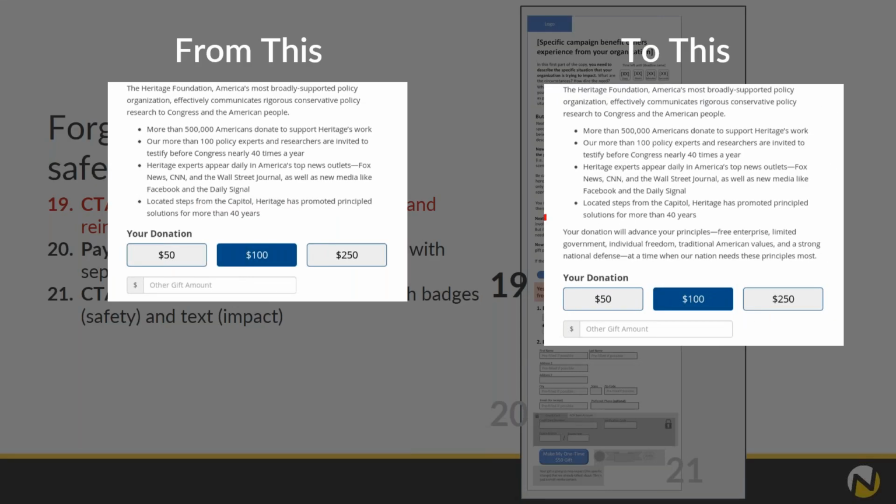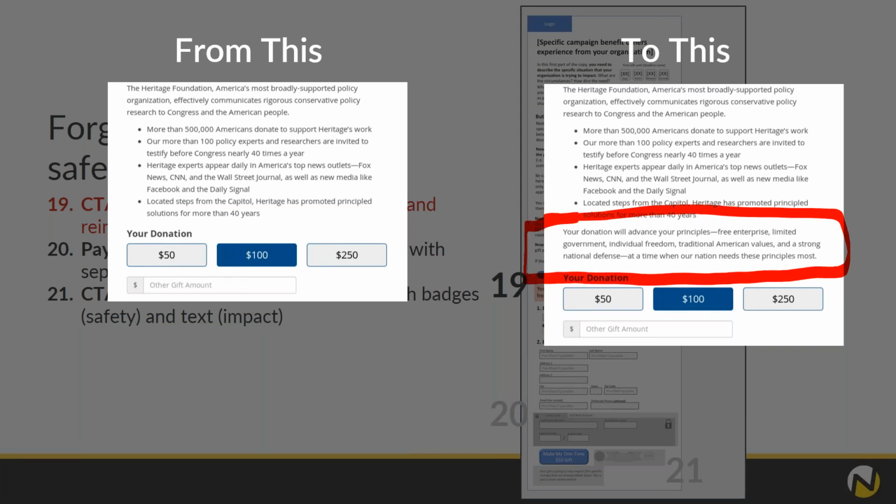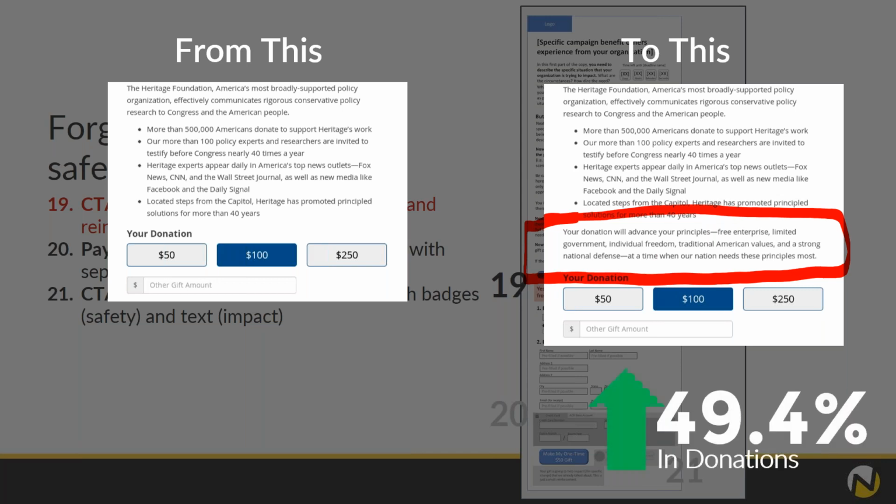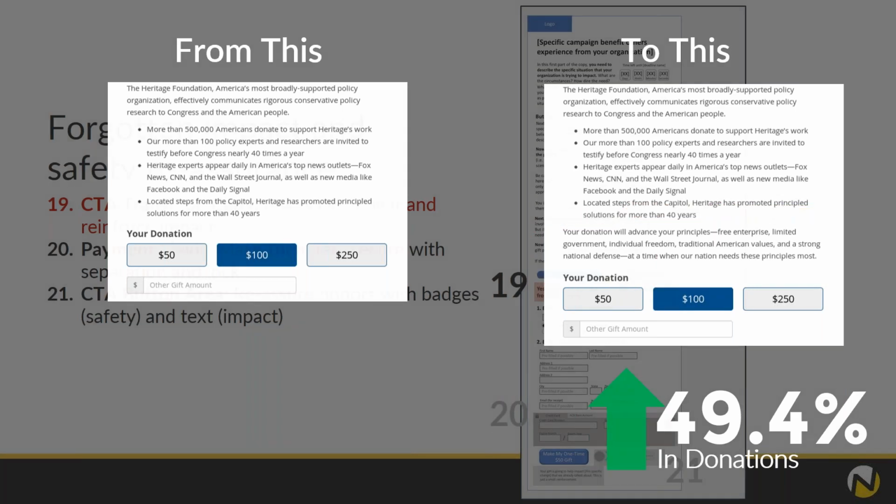In this case, all we did is we just reiterated the impact. You know what I mean? So your donation will advance your, so it's kind of like, I want to make my donation now. I want to donate. I want to help advance the principles of free enterprise, limited government, et cetera, individual freedom, right? Just by including that, that was 49%. Significant. We should not take that for granted. We should always make sure we remind them to help them transition into that action. We need to help them understand what their impact is for doing that.